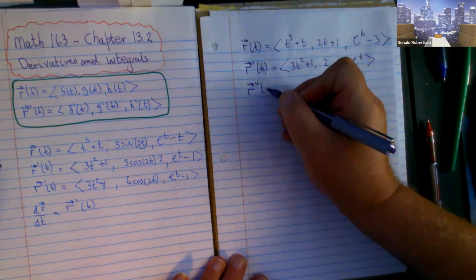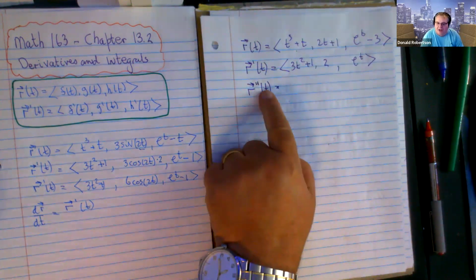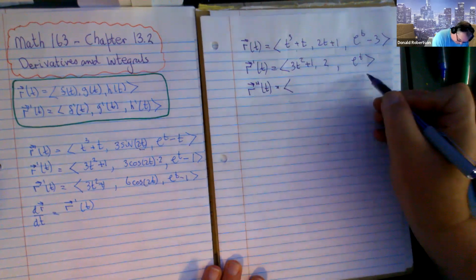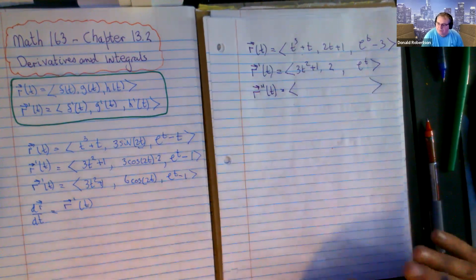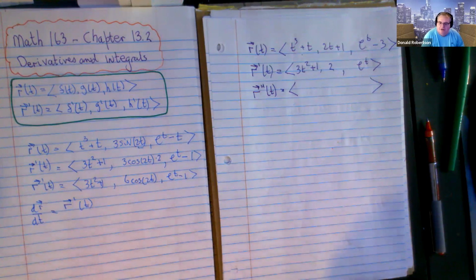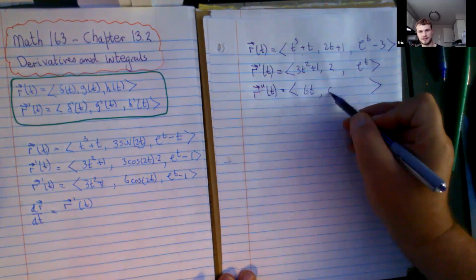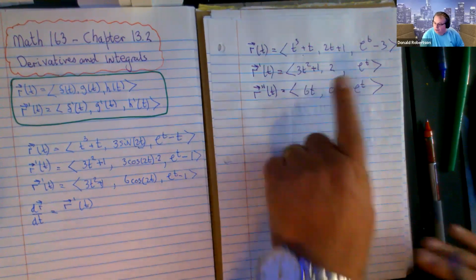What would you do to find the second derivative? So it's not an 11, it's 2 little dashes. Second derivative, what would be the most obvious thing to do to get that? I'll take any takers. Second derivative, what should you do? That would be 6t, 0 and e to the t. So essentially, don't you just differentiate the first derivative one more time?